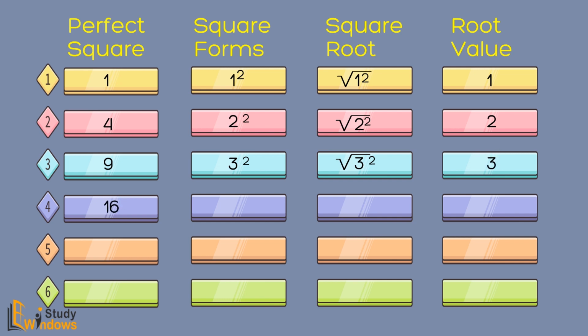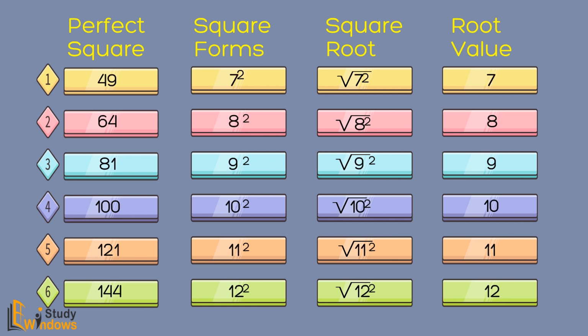16 is a perfect square. We can write 16 as 4 square. So, square root of 4 square. Hence, the value is 4. 25 is a perfect square. We can write 25 as 5 squares. So, square root of 5 square. Hence, the value is 5. 36 is a perfect square. We can write 36 as 6 squares. So, square root of 6 square. Hence, the value is 6. In the same way, we can write all the other perfect squares as well.